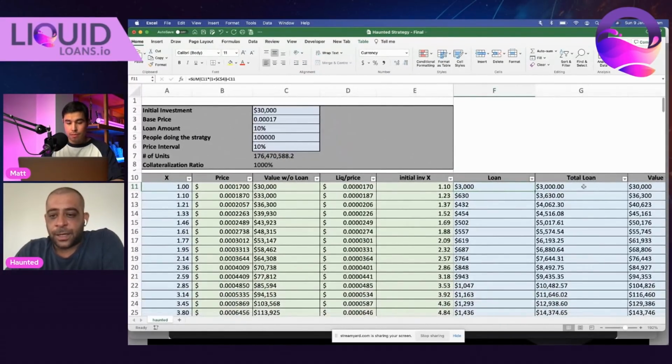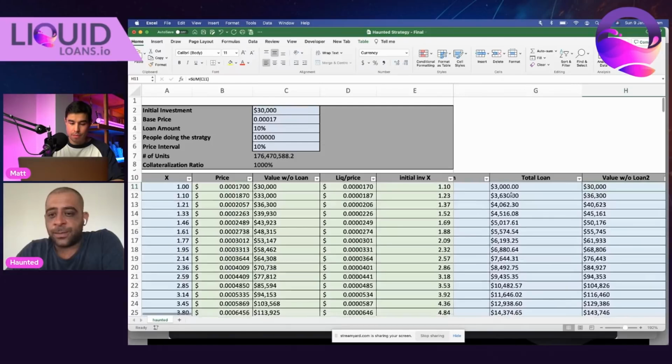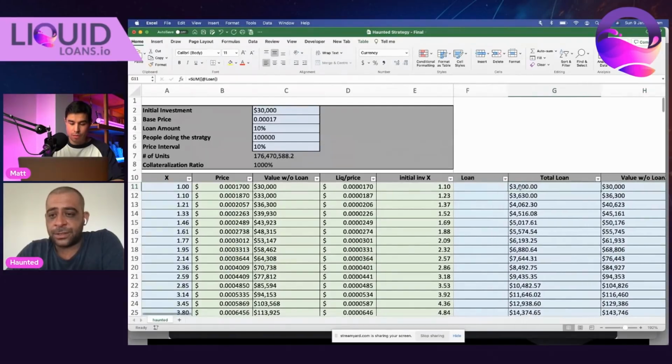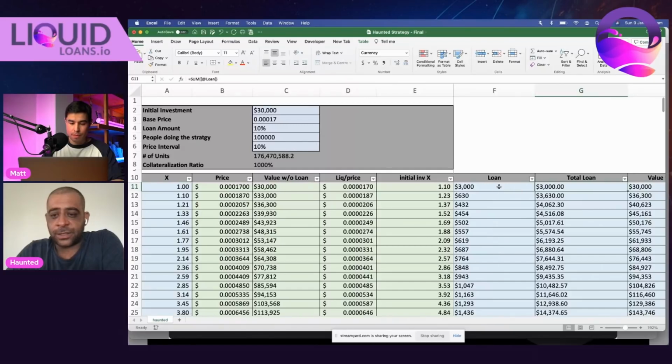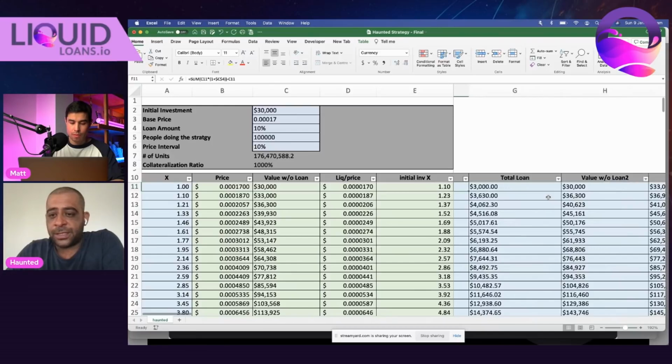So our loan, total value locked, which is the 30,000. This is our very first loan. We're taking a 10% loan, which is 3,000. That is our total loan so far. We're buying that, putting it into our vault, which is now 33,000.